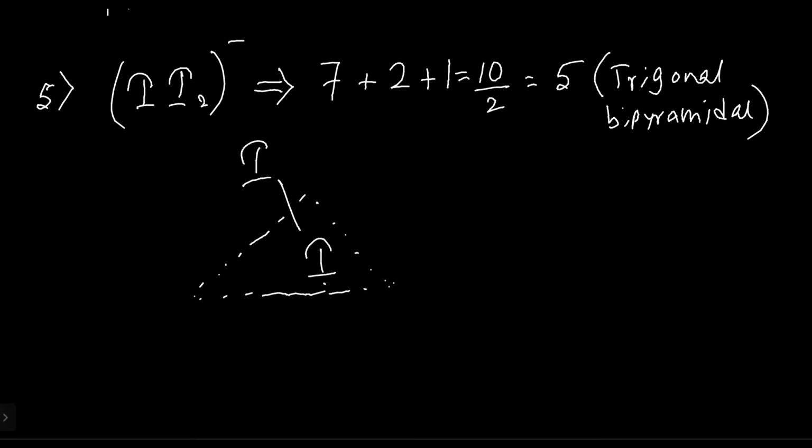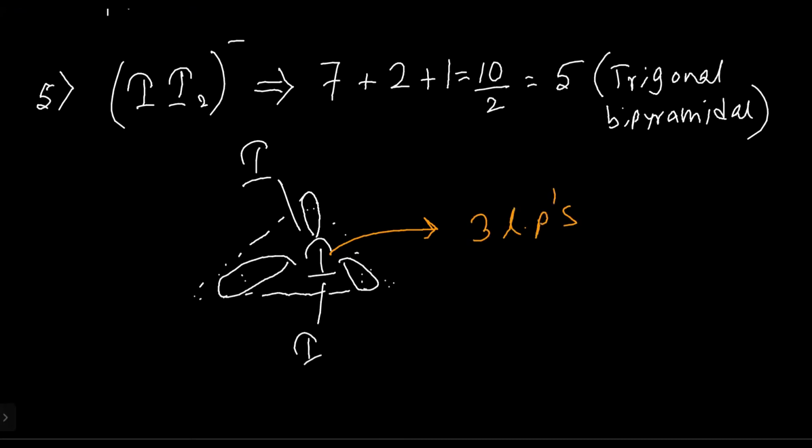We will represent it like this, and here the 3 lone pairs will be present. Lone pairs will occupy the equatorial bonds, as you know. So how many lone pairs are present at the central atom? There are 3 lone pairs in total. Okay, this is for the central atom.